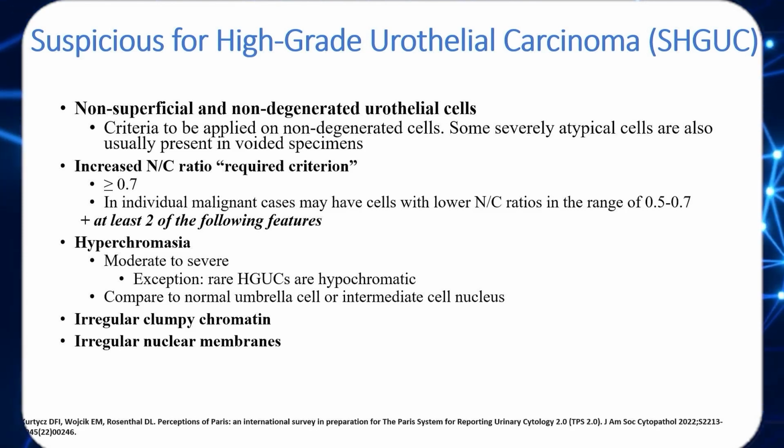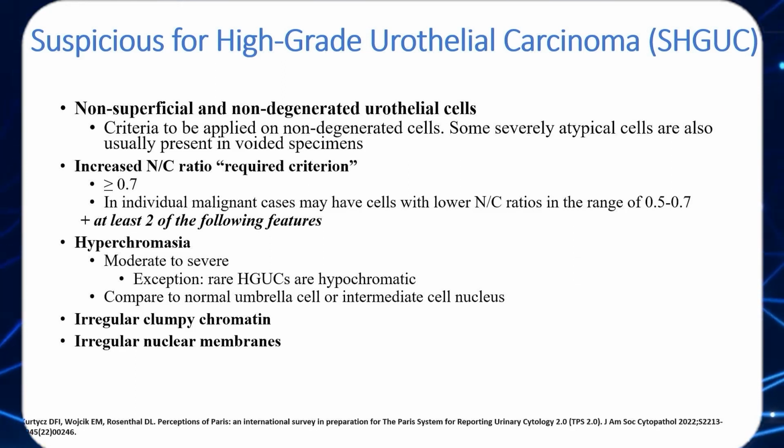Again, numbers are important. The qualitative measures should be looked at. Both these things account in making this call. So again, you have to look for non-degenerated viable cells. The cells tend to be of a high NC ratio, greater than 70% of the cell surface being occupied by the nucleus. Along with this increase in NC ratio, at least two of the following features can be noted. Hyperchromasia, which, in contrast to the atypical categorization, should be moderate to severe.